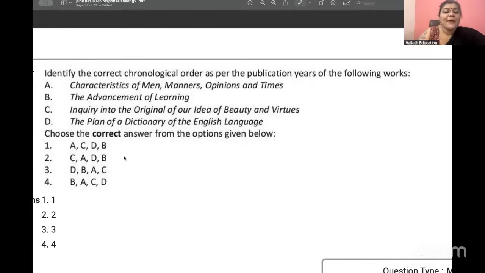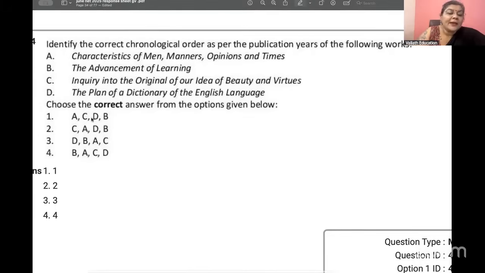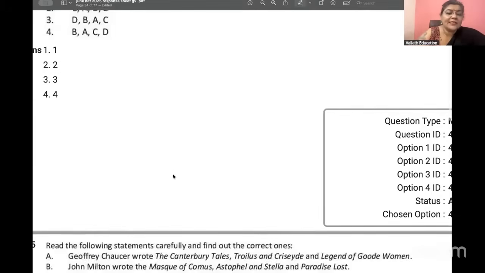For sure, B should be before D. Here, B is not before D. Here, B is not before D. Here, B is not before D. Answer must be 4. Why are you bothering about things that you don't know? Answer is 4. Because advancement of learning is 16th, 17th century, and plan of a dictionary is 18th century. Any child will answer this.